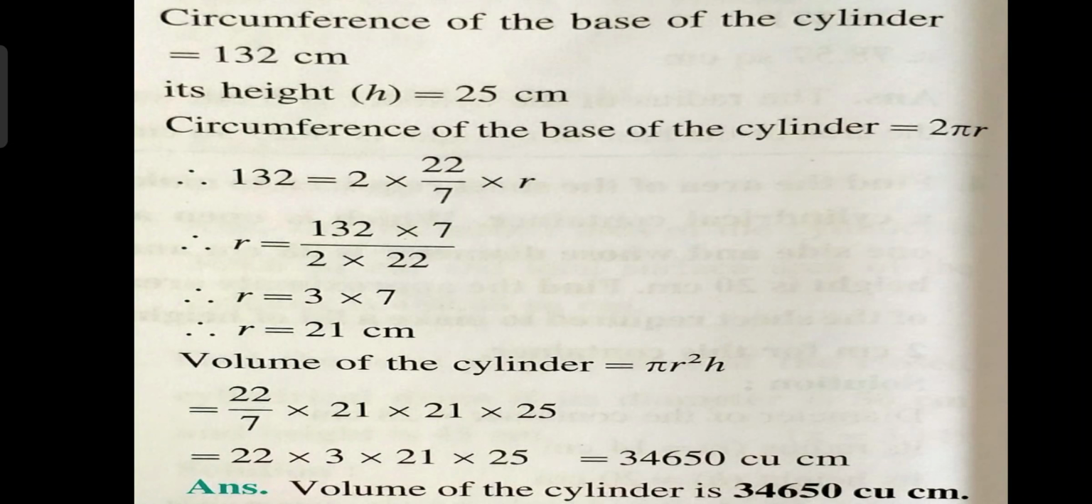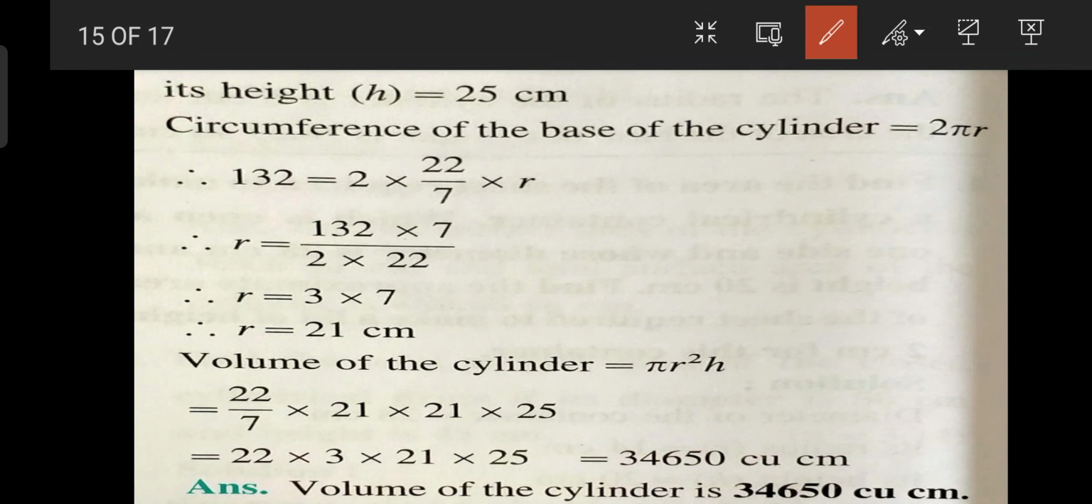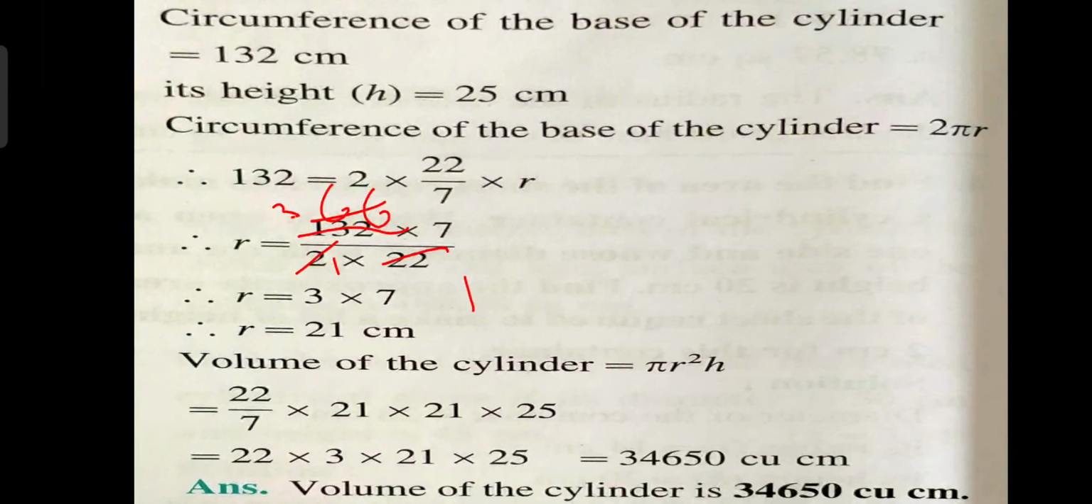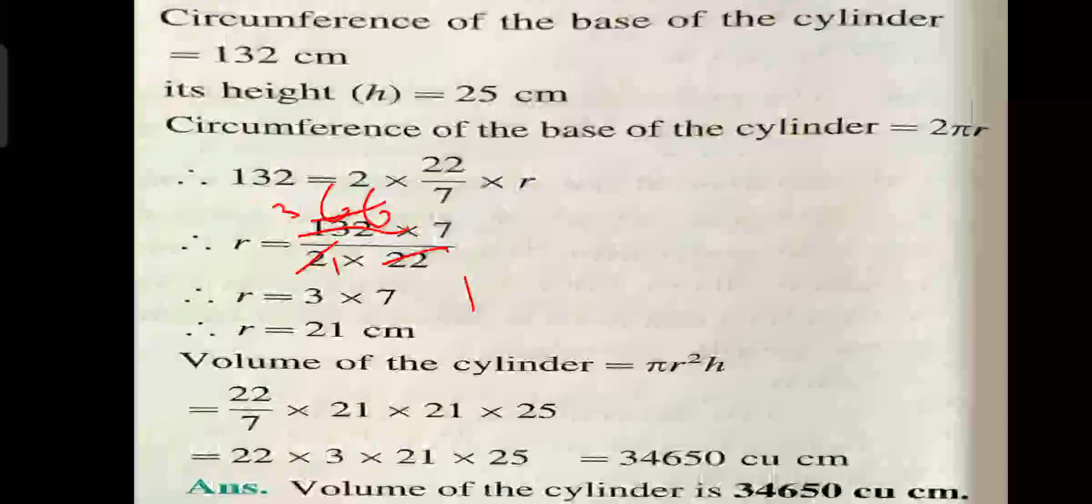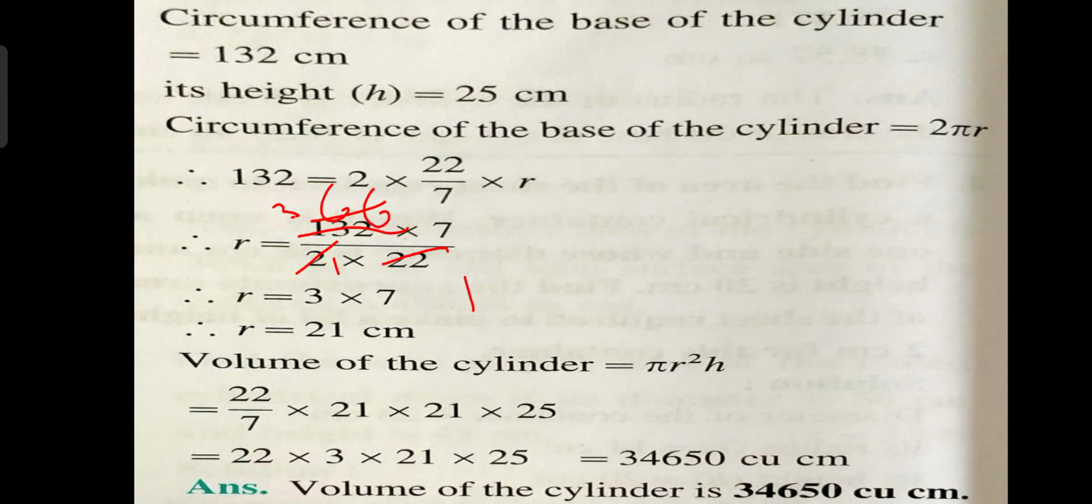So as per the calculation, 2 ones are 2, 66, 22 ones are 22, 22 threes are 66. So what is left with us? 3 into 7, that is r, 21 centimeter. Now we have derived r, so now we need to find the volume. The volume of the cylinder is pi r square h. Again we take pi value as 22 upon 7 into 21 into 21 into 25.